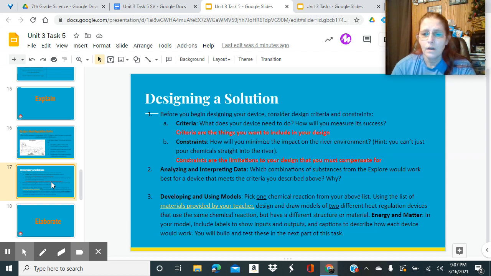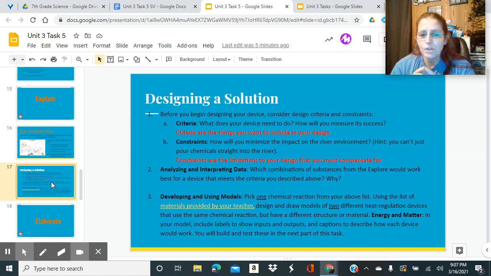Once you have those figured out, then you're going to pick one chemical reaction from your list, and then you're going to choose using the list of the materials, there's a link here, and I'll add it to PowerPoint as well. You're going to design and draw a model of 2 different heat regulation devices that use the same chemical reaction. Only one chemical reaction, right? But they have to have different structures and different materials. So you've got 2 different design solutions with one chemical reaction.